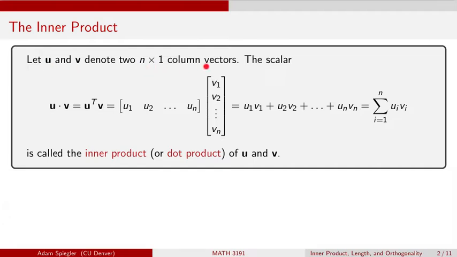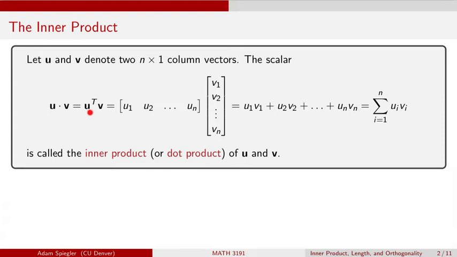These are n by 1 column vectors. So we have n rows and 1 column. So for example, vector v looks like v1, v2, all the way down to vn. And then we define the dot product of these two vectors u and v that we denote with a dot between them. And for anyone that's worked with vectors before, there are different ways that we can define a product of two vectors. So the dot product is going to be a product that results in a scalar.